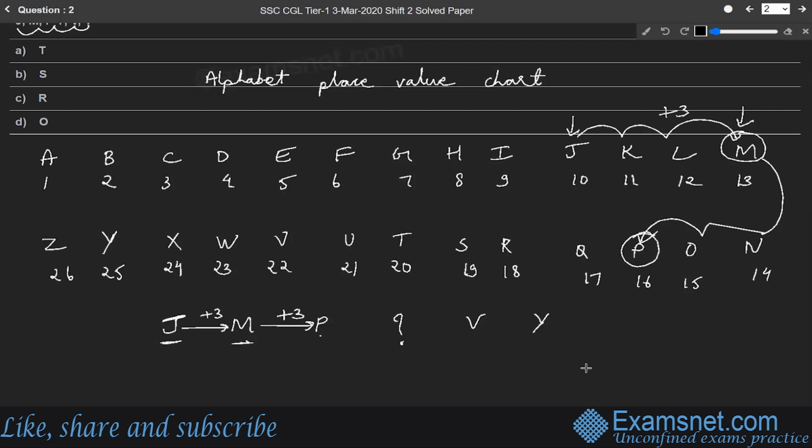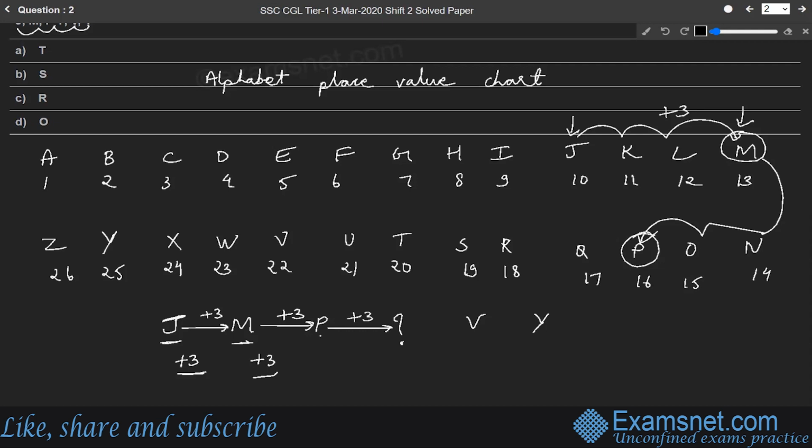Then can you tell me what will be the next number that will be added to P to get the number in the place of question mark? You can see that in the first place plus 3 is added. In the second place also 3 is added. So the concept is adding 3. So in this place also 3 will be added.